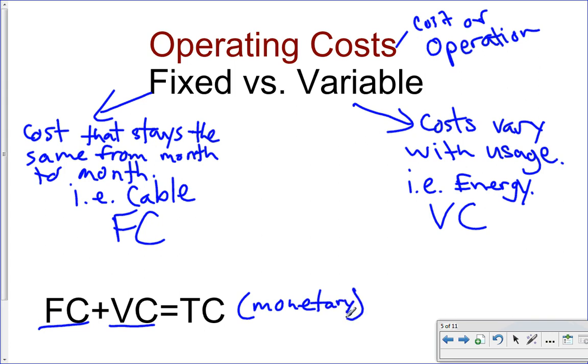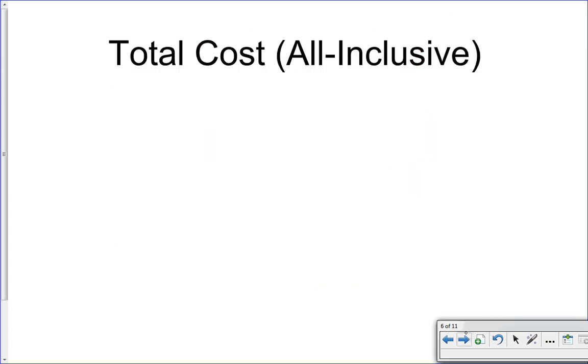Monetary meaning money. So if you take the amount of cost that stays the same each month, add it to the amount of cost that varies each month, you will get the monthly total cost for a business. Now, there's also a discussion in economics about an all-inclusive total cost. And what that means is the total cost including the impact on the environment and resources.